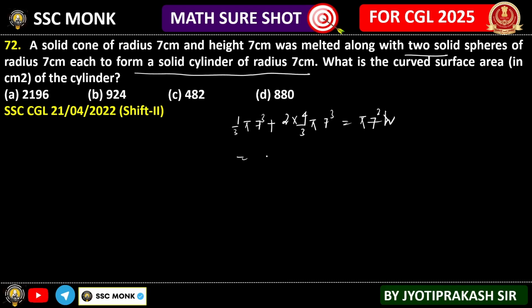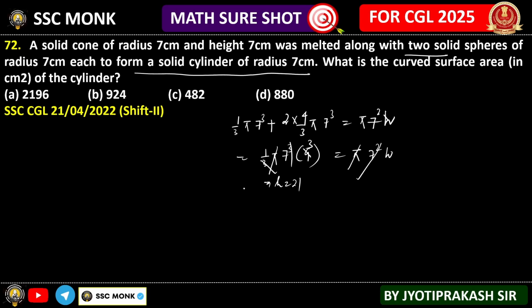Clear? So here I can write 1/3 π 7 cube common. This can be written as 1 plus 8, that is 9, that is equal to π 7 square h. π gone, 7 square cube 1 7 gone, 3 3s are 9, so h value is equal to 21.